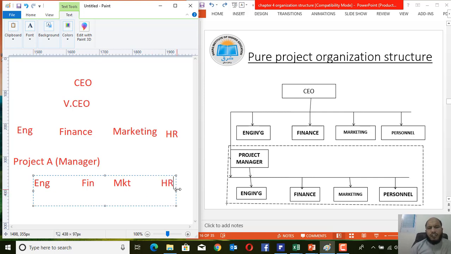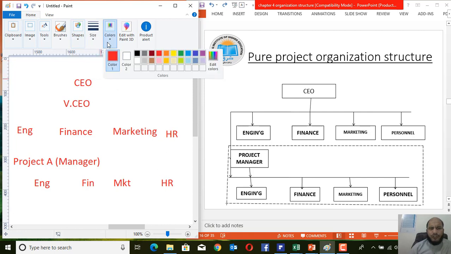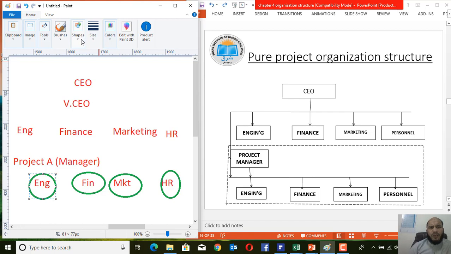So see, all of these people who are working over here are responsible to give reports to their project manager, for example the person from HR, the person from marketing, the person from finance and the person from engineering. All of these four people have the responsibility to give their reports to their project A manager. So this is the project A manager and they are responsible to him.